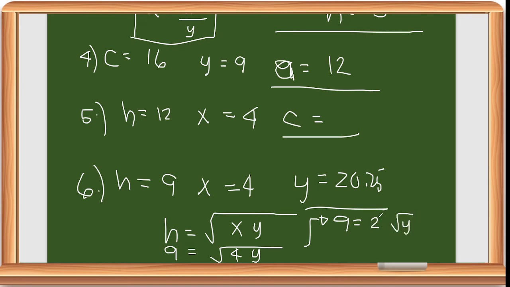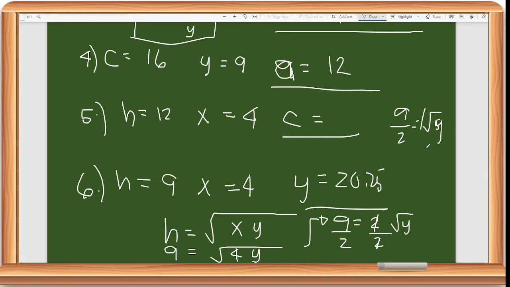y ang hinahanap natin. No? So divide muna natin both sides by 2. So, para makancel to, square root of y na lang. So, 9 over 2, therefore, is equal to the square root of y. So, to get rid of the radical sign, square natin both sides. Both sides. No? So, this is 81 over 4 is equal to y. And this is equal to 20.25. Okay po? Any question?